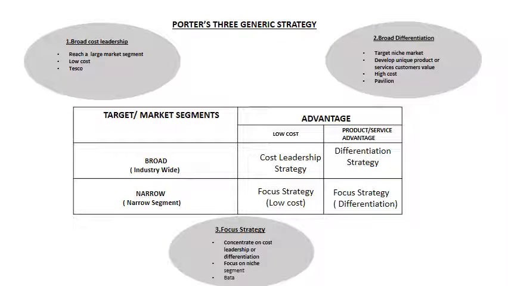Next is Porter's 3 generic strategy. The first strategy is broad cost leadership. In broad cost leadership, it will reach a large market segment using low cost, for example Tesco. Second is broad differentiation. It targets the niche market and develops unique products or services that customers value, using high cost, for example Pavilion. Lastly is focus strategy. Focus strategy concentrates on cost leadership or differentiation. It focuses on the niche segment, for example Bata.